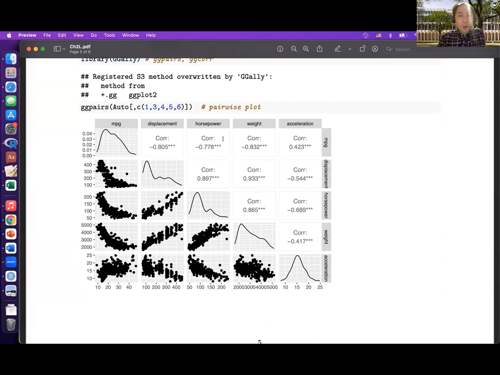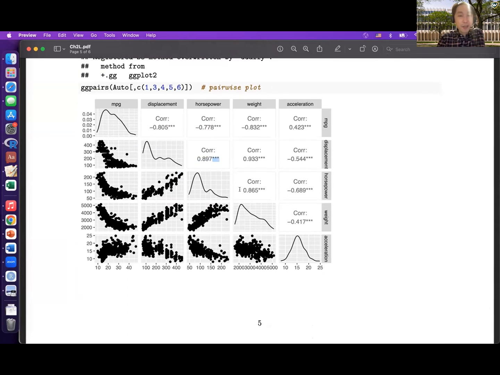horsepower and the displacement and the weight. And some test results mean what? Maybe a p-value of less than 0.01 or something like that. Yep. And the scatter plot here and the correlation coefficient between them. You can see displacement and MPG have a large negative correlation. And actually all correlations are statistically highly significant.